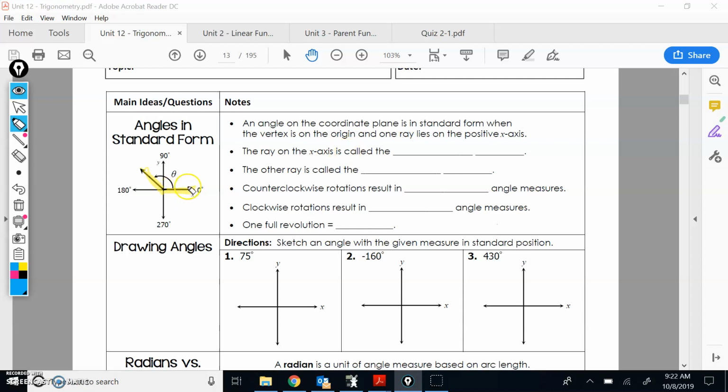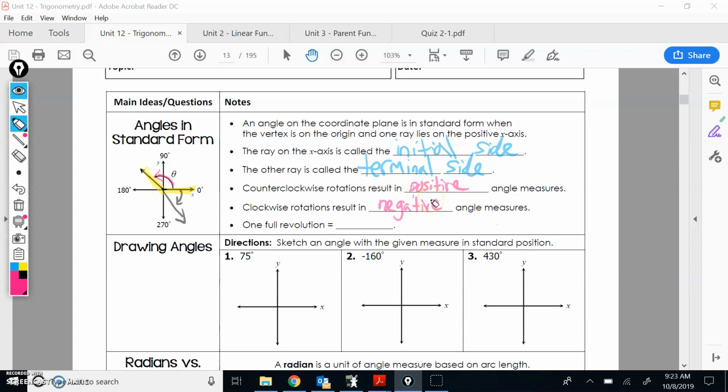The first ray that we start with is always on the x-axis at 0. That's called the initial side. The other ray, where it ends over here, that's called the terminal side. If you're going counterclockwise like this, around to the left, you're going to get a positive angle measure. Whereas if we go the other way, that's going to give you a negative angle measure.